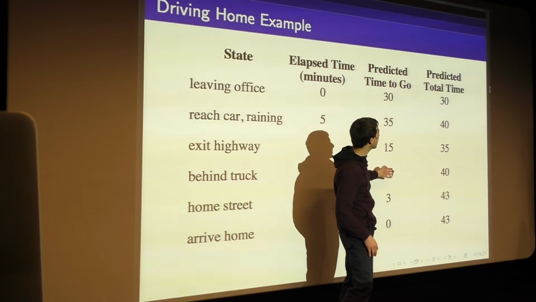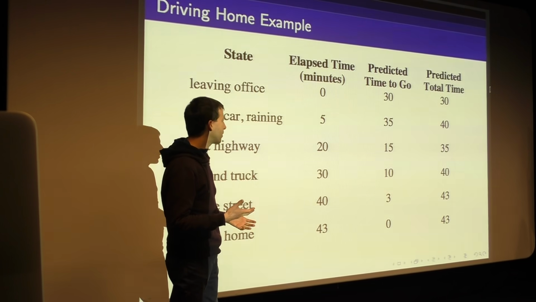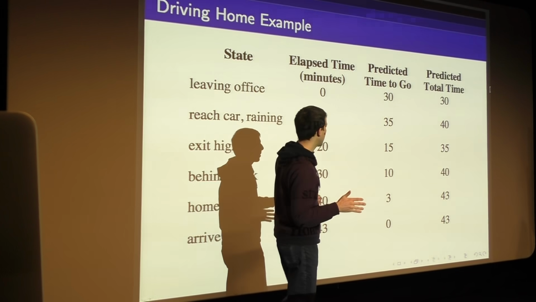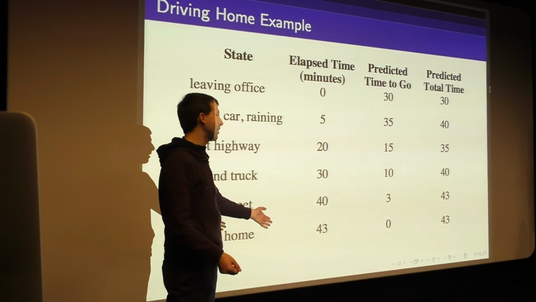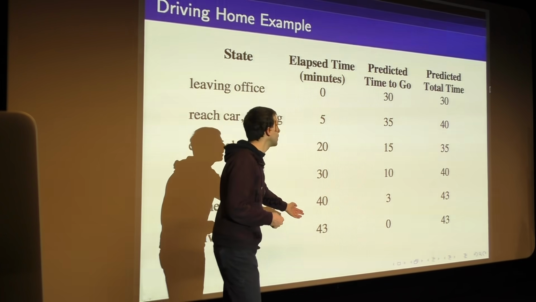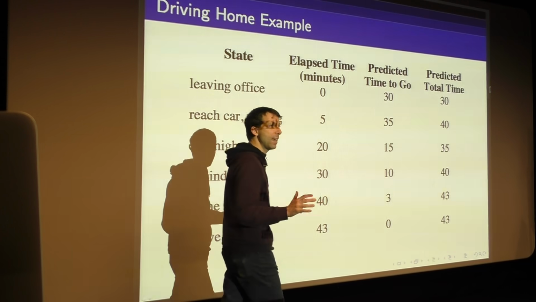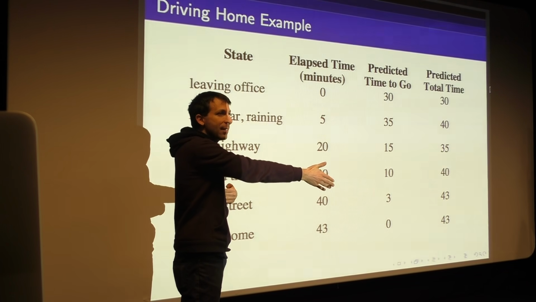Think, oh, there's actually 10 minutes to go now, it's going to take me 40 minutes. And then I get on the home street, and things are going okay, but it took a little longer than I thought. I think there's still 3 minutes to go, and then eventually I get there, and it actually took, in total, 43 minutes. I realise there's no more time to go, and so everything lines up at the end, and we think that there's nothing left, and it took us 43 minutes in total.